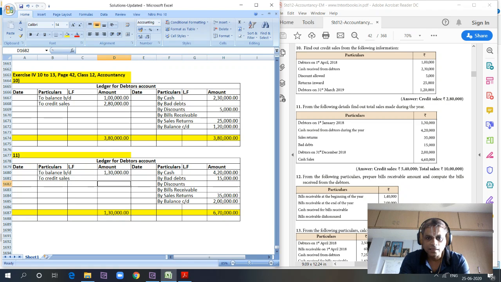So let's find out what is the total credit sales from here, which is equal to 6,70,000 minus 1,30,000. So credit sales is equal to 5,40,000. Cash sales is equal to 4,60,000. Total sales is equal to credit sales plus cash sales, that is equal to 5,40,000 plus 4,60,000, 10 lakhs. Then let's get into the next one.